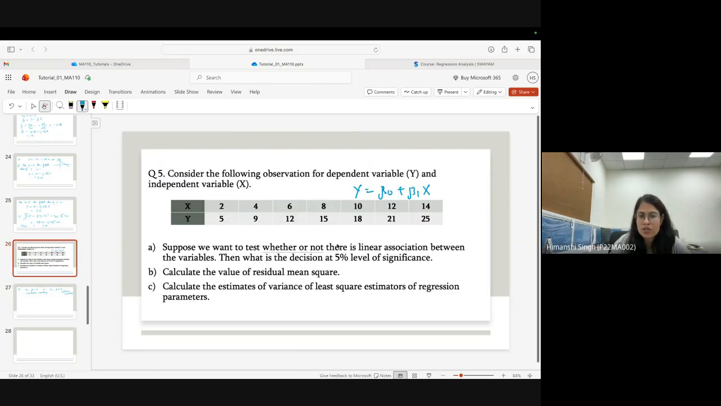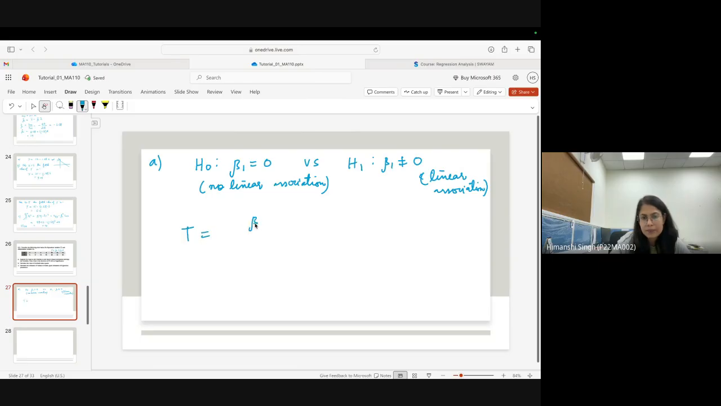In the question there is no information about sigma square, so we do not know sigma square. So we have to find the value of the test statistic, the t statistic, whose distribution is the student t distribution. The statistic is t equals beta 1 hat divided by the square root of MSRES divided by Sxx. Here MSRES is SSRES divided by n minus 2, and SSRES is the summation of ei square, which we have already calculated in the previous expression.